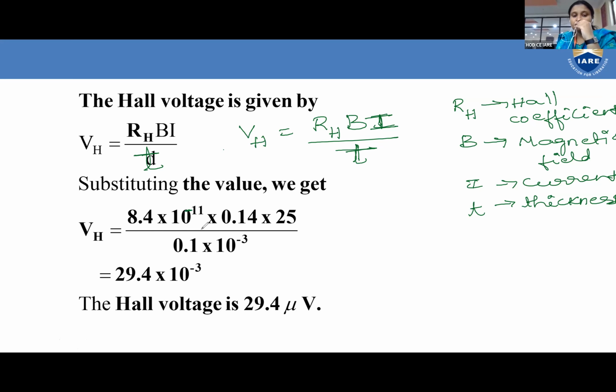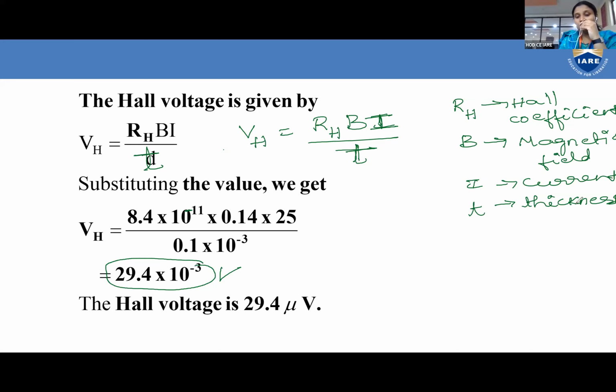So RH value is 8.4 into 10 power of minus 11, into what is the value of B? B is 0.14 Weber per meter square, and how much current are we passing? 25 amps. And what is the thickness? Thickness is 0.1, because we have converted mm to meters, so here we have to do 10 power of minus 3. So all of you just look at this calculation, students. Is it 29.4 into 10 power of minus 3? This is in volts. Just check whether this value is correct or not.